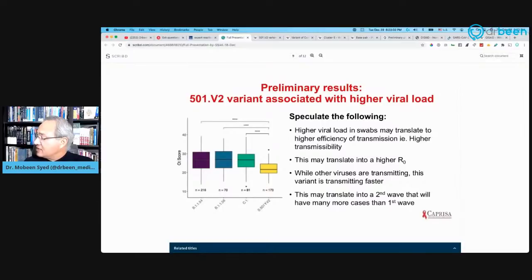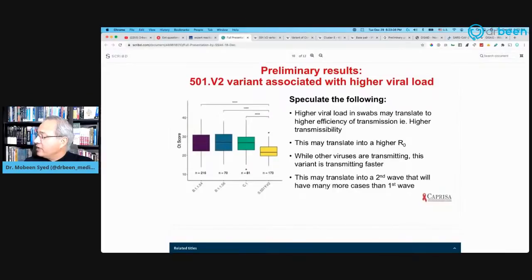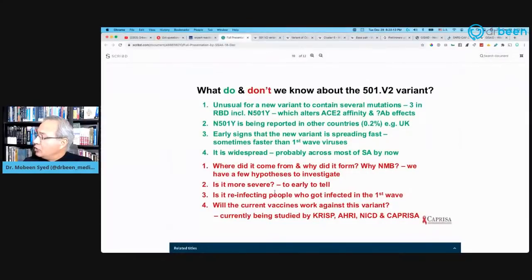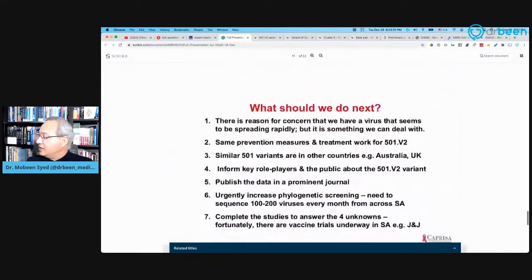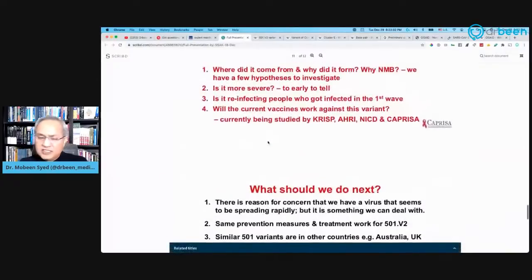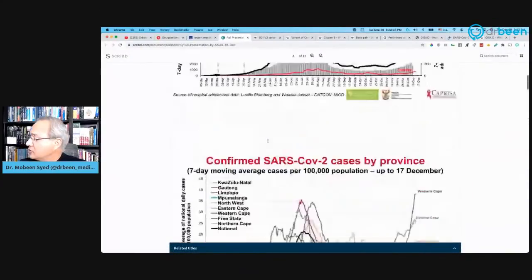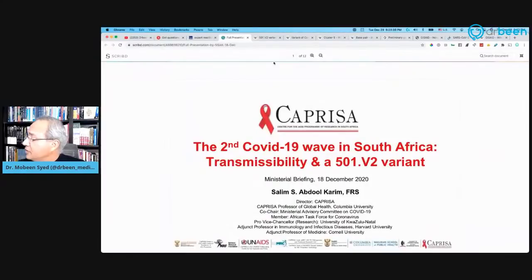While other viruses are transmitting, this variant is transmitting faster. This may translate into a second wave that will have many more cases than the first wave. And then what do we know and what do we not know? I think you can guess that what they're going to say is that this mutation causes more transmission, but we do not know if the vaccines would work or not work or immunity. So this is the presentation. The link is in the description as well. So please see it if you feel.